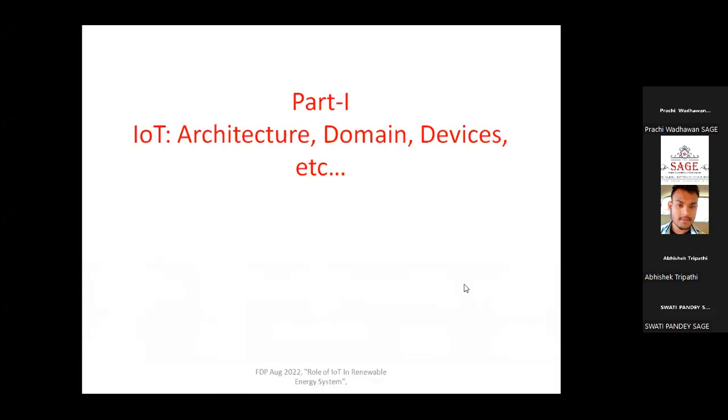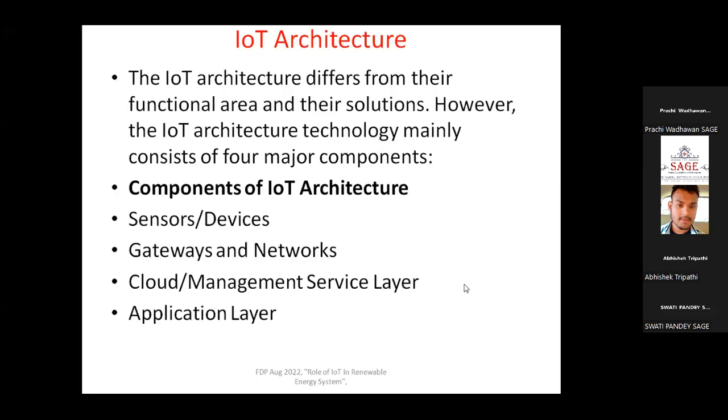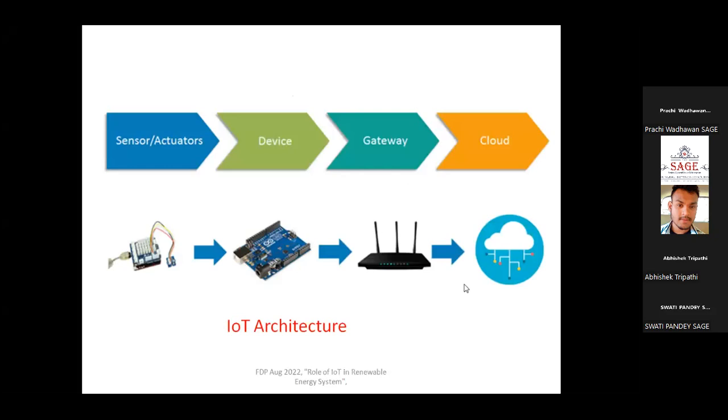So coming to this part one, architecture, domain, and devices, it was the basics of IoT. We have identified the components of the IoT architecture. There will be sensors, devices, network and gateways, like long range wireless network or wireless network, then a cloud management service layer. So there will be some protocols, then the application layer, because ultimately we users are controlling the things. So there will be some protocols at the application layer. We'll see the basics of these one by one.